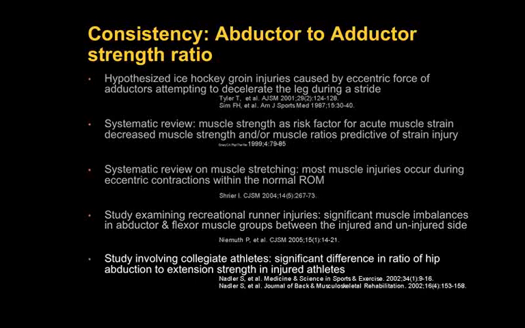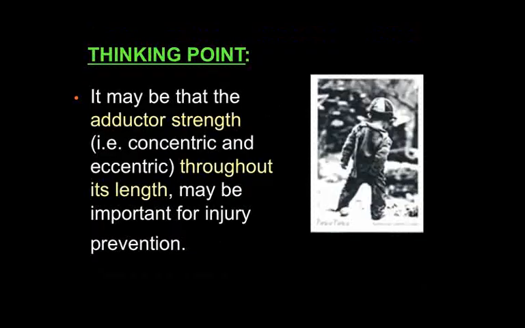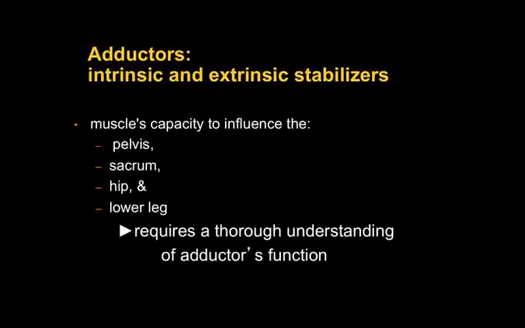And a study involving collegiate athletes showed a significant decrease in ratio of hip abduction to extension strength in injured athletes. So the thinking point from both the systematic review that I did regarding groin strain injuries, as well as consistency in the evidence out there for other related factors for muscle strain injuries, may be that adductor strength, be it concentric or eccentric, throughout its length may be important for injury prevention.